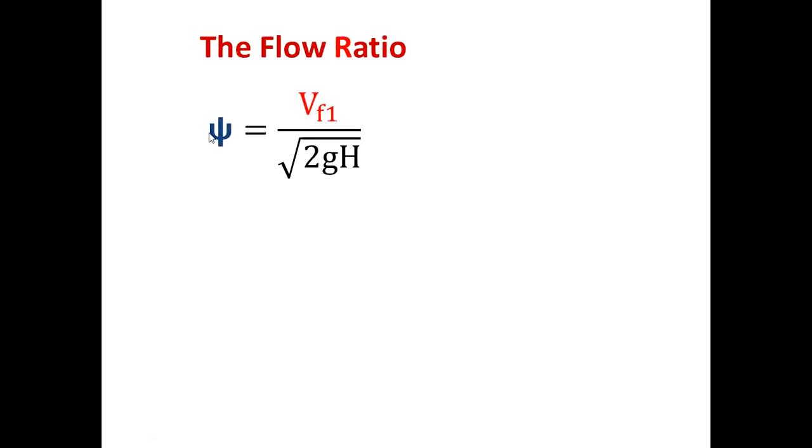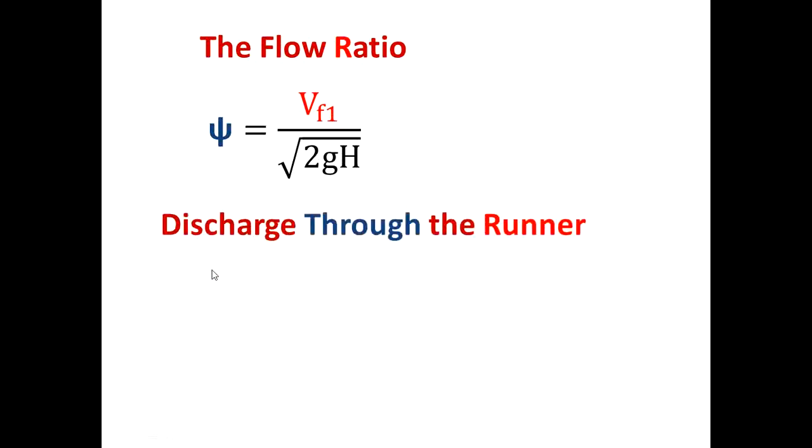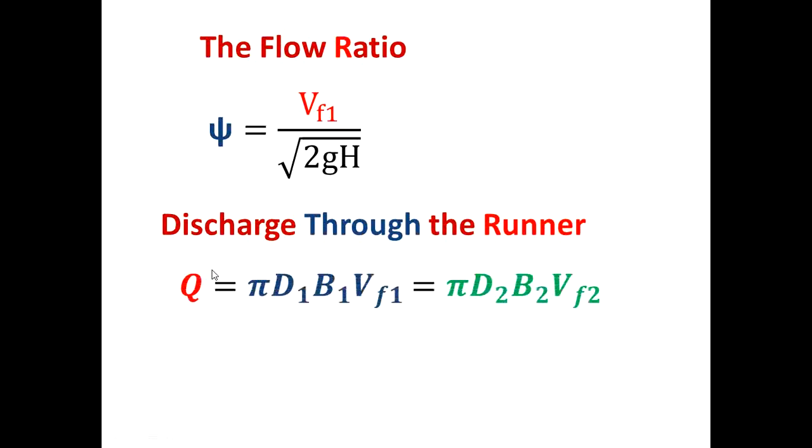Okay, the flow ratio will be like this, that is VF1 at inlet, it is equal to square root of 2GH. Discharge through the runner is the fluid flow in between the blades. During that time the fluid will expand from inlet to the outlet. This D1 B1 VF1 will be constant, and at the same time diameter and breadth and flow velocity will vary, that will be maintained constant according to your Q, that is discharge.